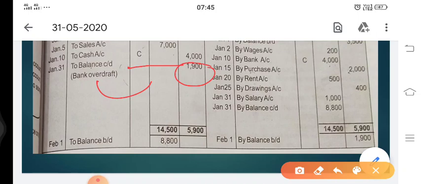Now at the end, on 1st February, the closing balance of 31st January will be the opening balance of 1st February. Because last night we closed with something, we'll start with that point only in the morning today. So basically, the balance carried down of cash we will take on the debit side, as it is technically a debit balance. And here it will be written on the credit side, that is by balance brought down. Bank's balance is on the negative side and cash balance on the positive side. Now here we have ended with our question.